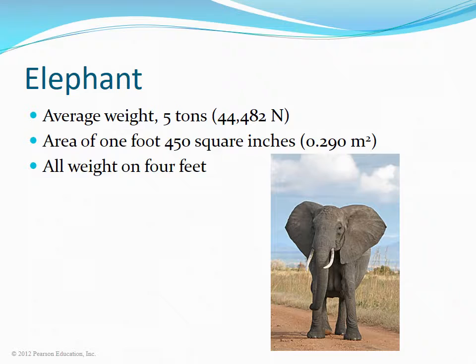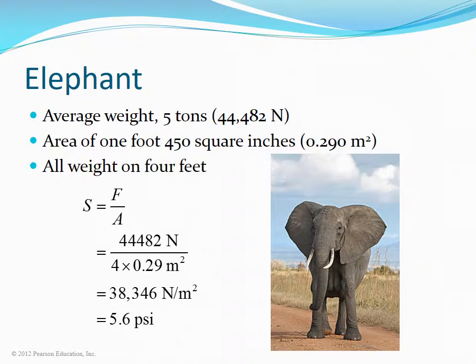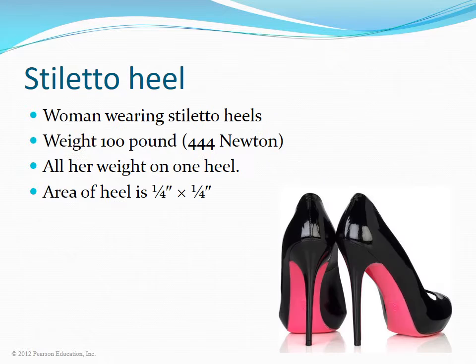Consider an average elephant weighing 5 tons, or 44,482 newtons. The area of 1 foot is 450 square inches, which is equivalent to 0.290 square meters. If the weight of the elephant is distributed over all 4 feet, the total stress on the ground is over 38,000 newton per square meter, or around 5.6 psi.